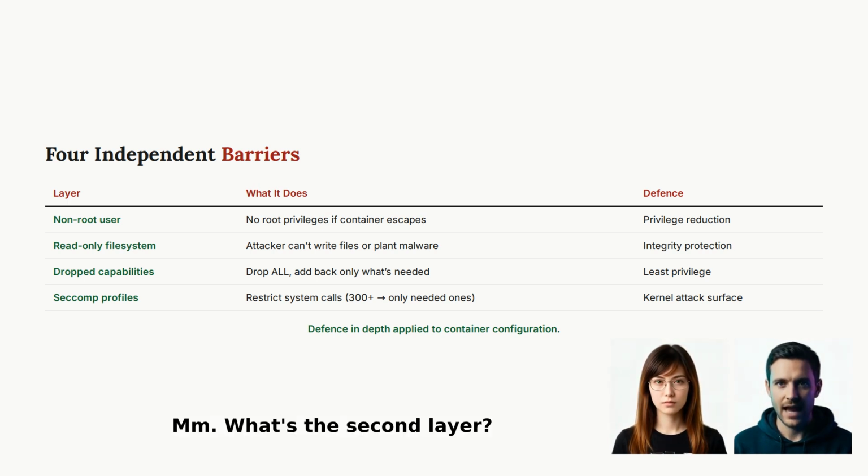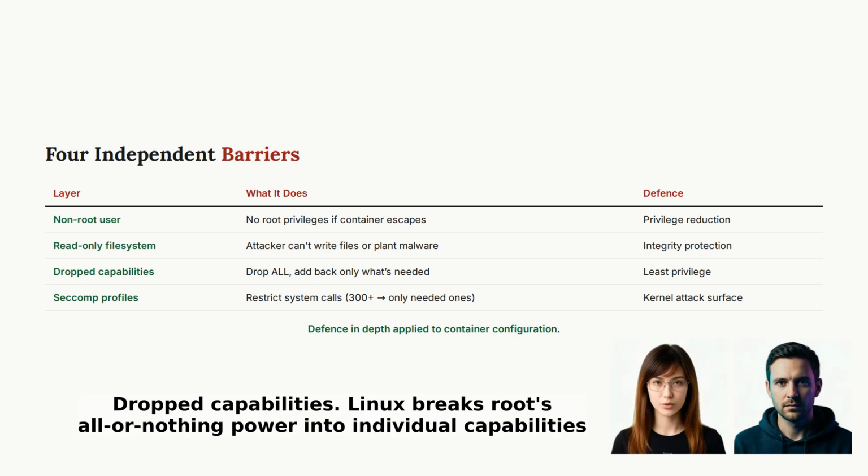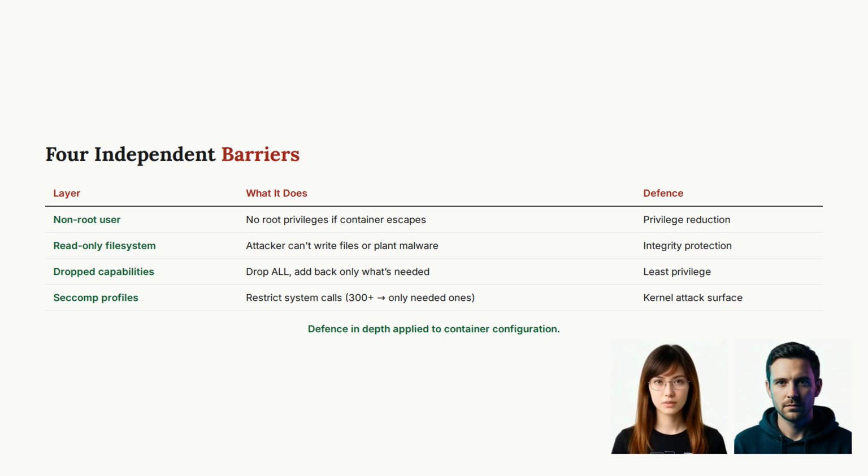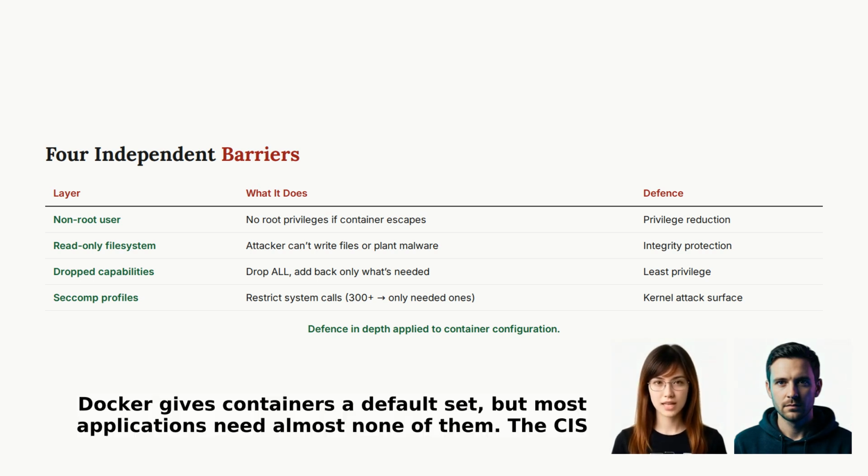What's the second layer? Dropped capabilities. Linux breaks root's all-or-nothing power into individual capabilities, like binding to low-numbered ports, or loading kernel modules, or changing file ownership. Docker gives containers a default set, but most applications need almost none of them.